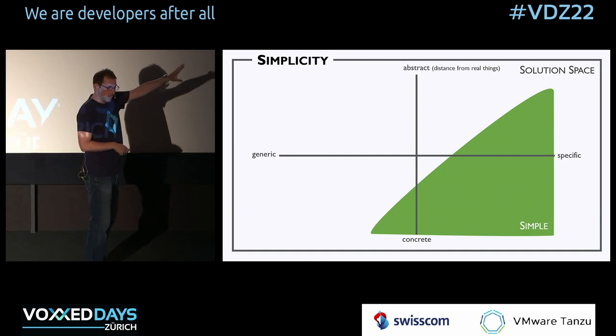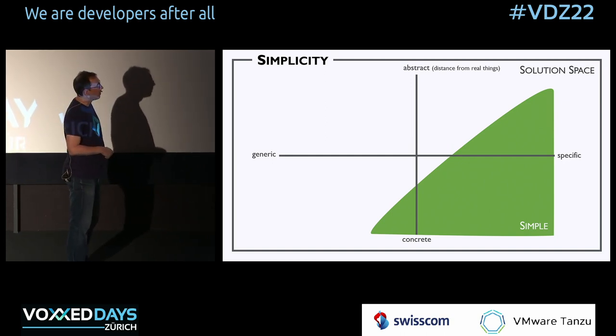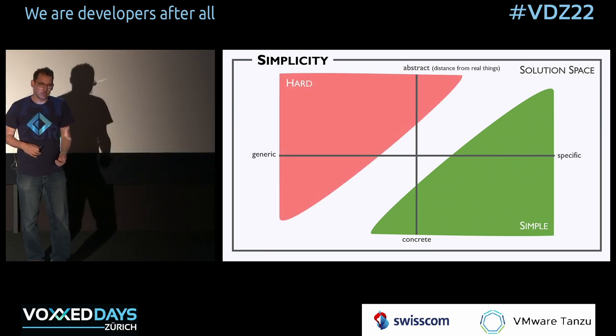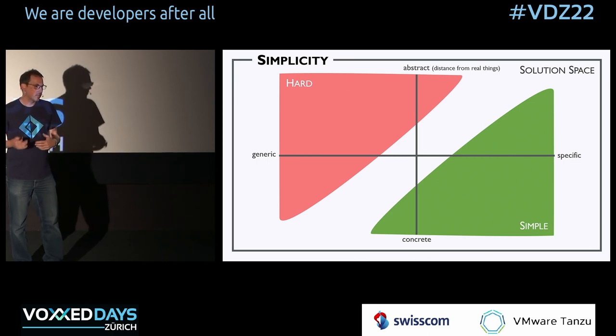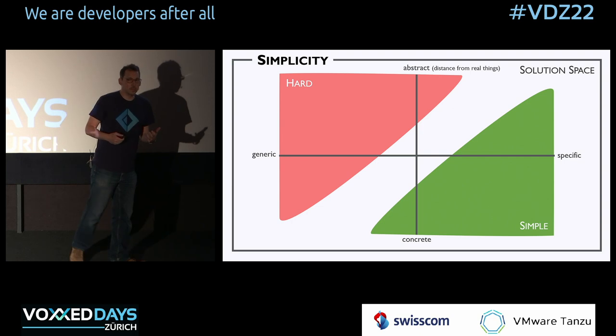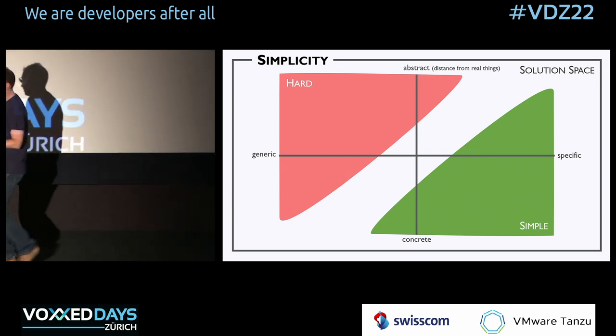So that's the comfortable zone there. On the other side, top left, this is the hard part. Things that are too abstract, too generic, are hard to understand. So when we build software, I should stay in the light, I was told.